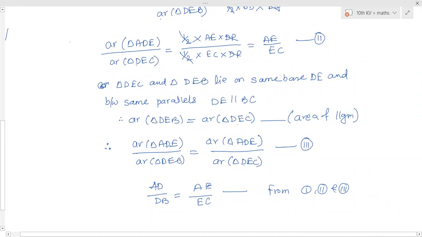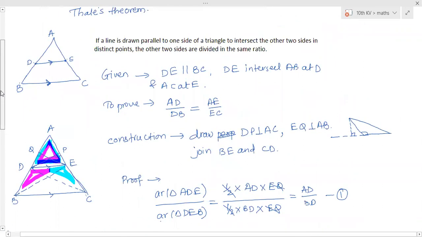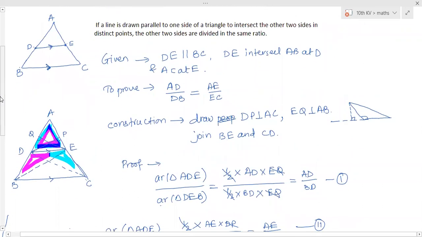Is the proof clear? Yes, ma'am. Does anyone still have any doubt? This proof is asked for 4 marks. If you practice it properly, 4 marks are your in-hand marks. Okay, so write down the statement and then write the proof.